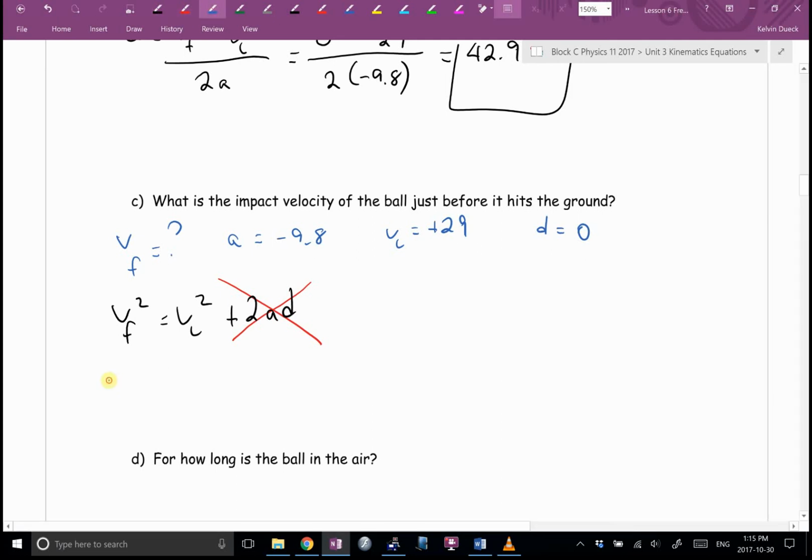So you tell me, what was VI? 29? What's VF? Now we have to be careful, unfortunately. It's not 29. Matteo. Because when you take the square root, did they want the positive answer or the negative answer? We did square root both sides, but did they want the positive answer or the negative answer? Which way are we traveling when we hit the ground? I think we definitely want the negative answer. So we can say this.